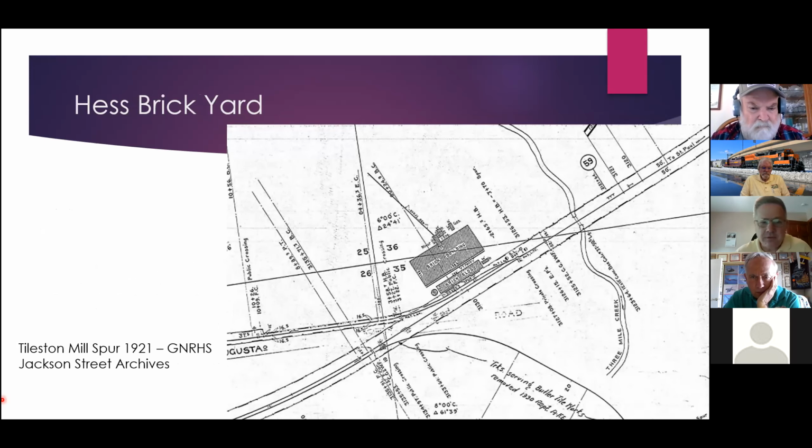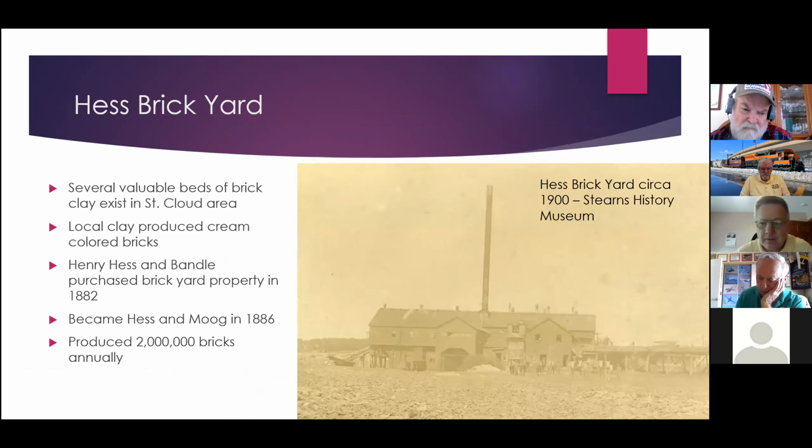The other industry, which I have not been able to find any AFEs showing this track being added, so I have a feeling it was part of the original AFE, was the Hess Brickyard. And this is the other end of the spur where it comes off the main line, and there's a little double-ended spur serving the brickyard. Now, in that area, there are several valuable beds of brick clay in the St. Cloud area. What was a little bit unique is that instead of the normal brick color, the clay produced cream-colored bricks. And that's why to this day, you'll see a lot of houses and buildings in the St. Cloud area with the yellow brick.